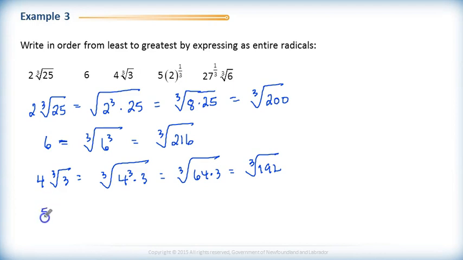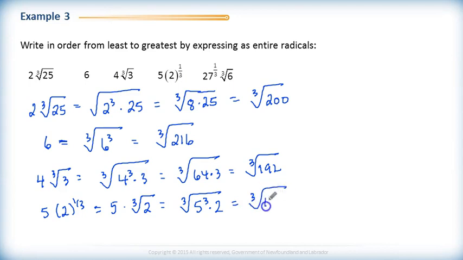Next we have 5 times 2 exponent 1/3. Remember, when we have a fractional exponent, the denominator in the fraction is the index in the radical. So I actually have 5 times the cube root of 2 here. Now I want to cube that 5. In other words, give it the exponent that is equal to the index times the 2. That gives me the cube root of 125 times 2, which is the cube root of 250.